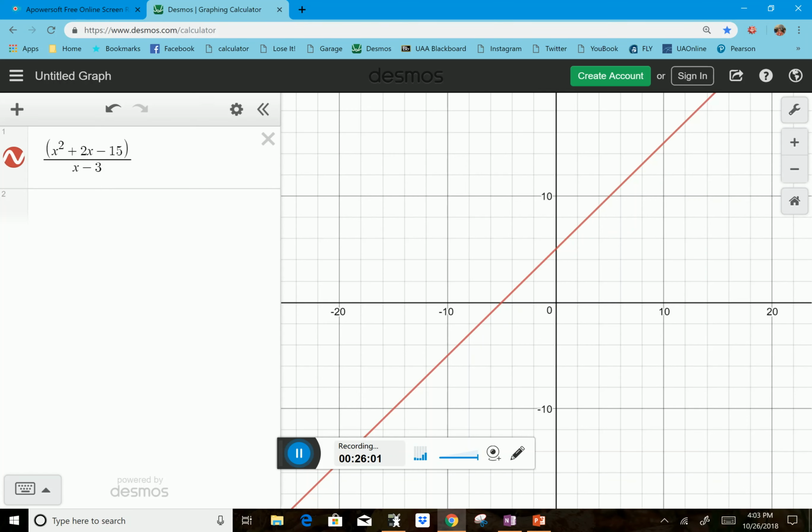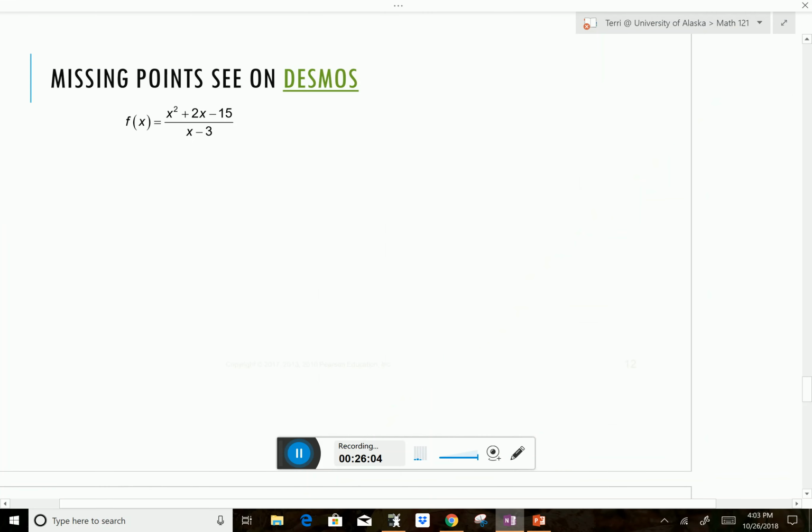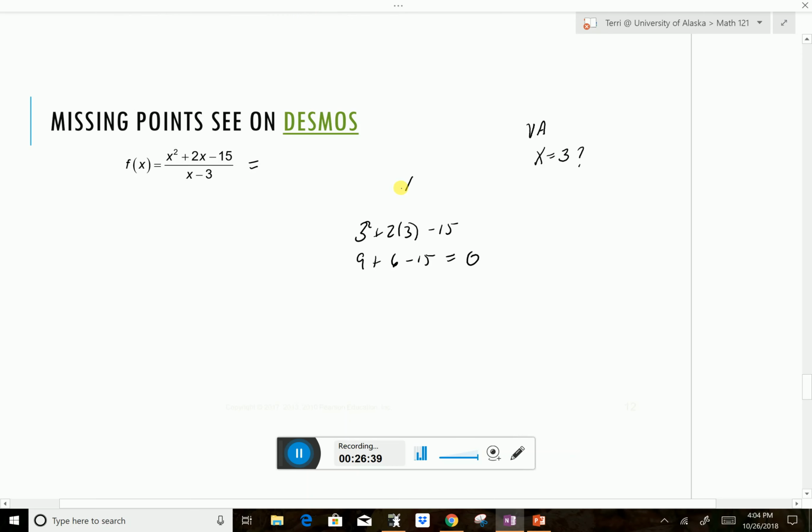So let's take a look at something. Remember when I said the vertical asymptote happens where the denominator is 0, but the numerator isn't? Well, I would have said a possible vertical asymptote at x equals 3. But look what happens when I put 3 in the top. 3 squared plus 2 times 3 minus 15. I get 9 plus 6 minus 15. Oops, that's 0. That's the issue. Because of the fundamental theorem of algebra, x minus 3 must be a factor of what's in the top.